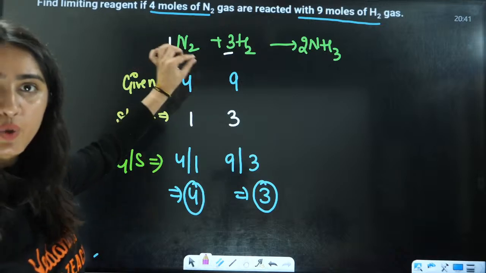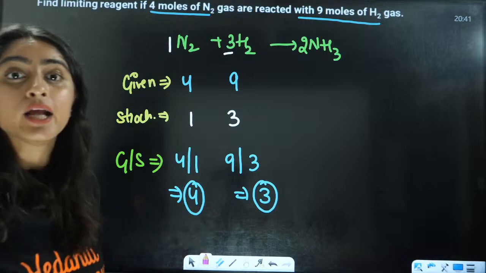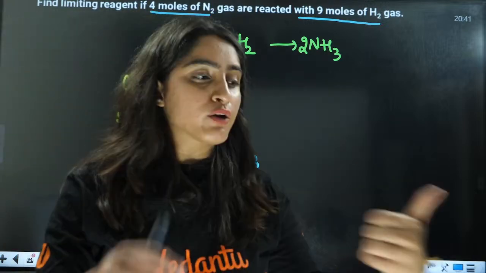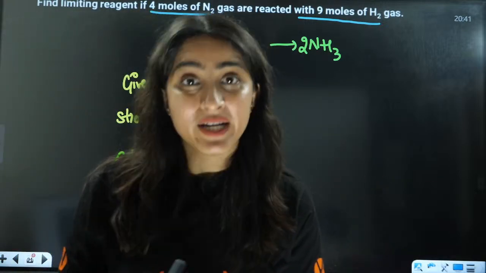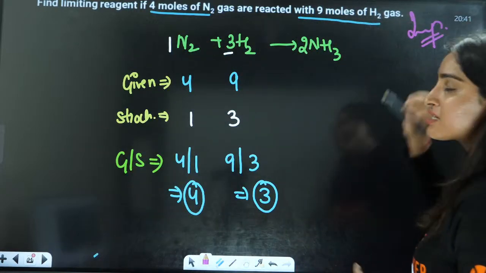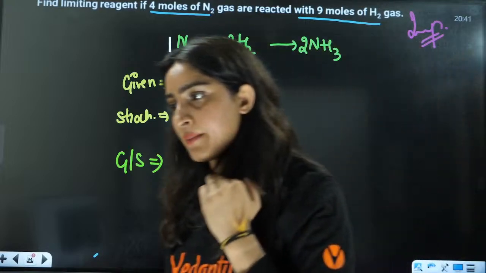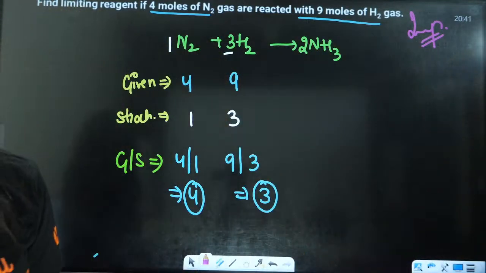Firstly, given to you in the question, you have 4 moles of N2 and 9 moles of H2. You have to find out which is the limiting reagent. This is a very important question. These kinds of questions are asked in your examinations, okay?